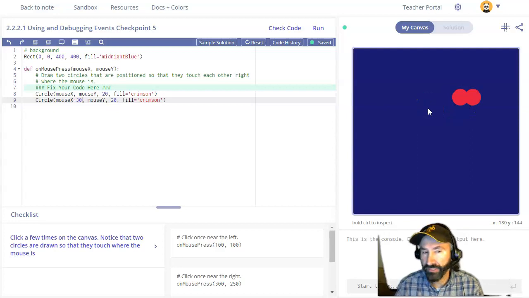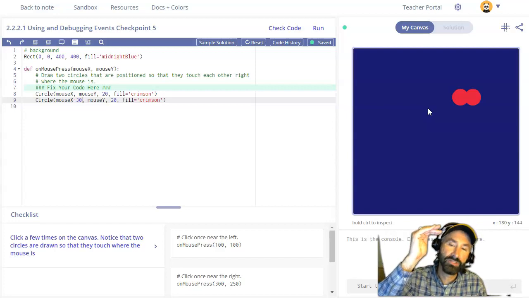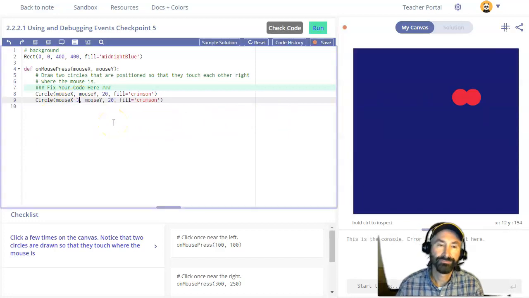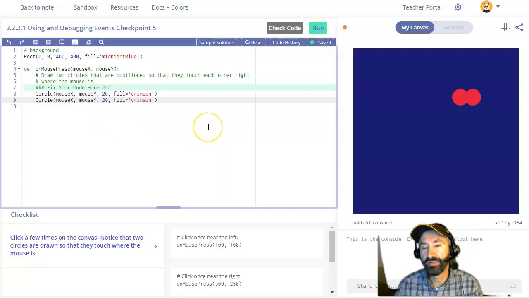I hope that you are getting the idea of what you need to do to draw one circle above the mouse click and one below. What I'd like you to do is fool around with what kind of values you can use to make this happen. Pause the video and then come back in a minute.